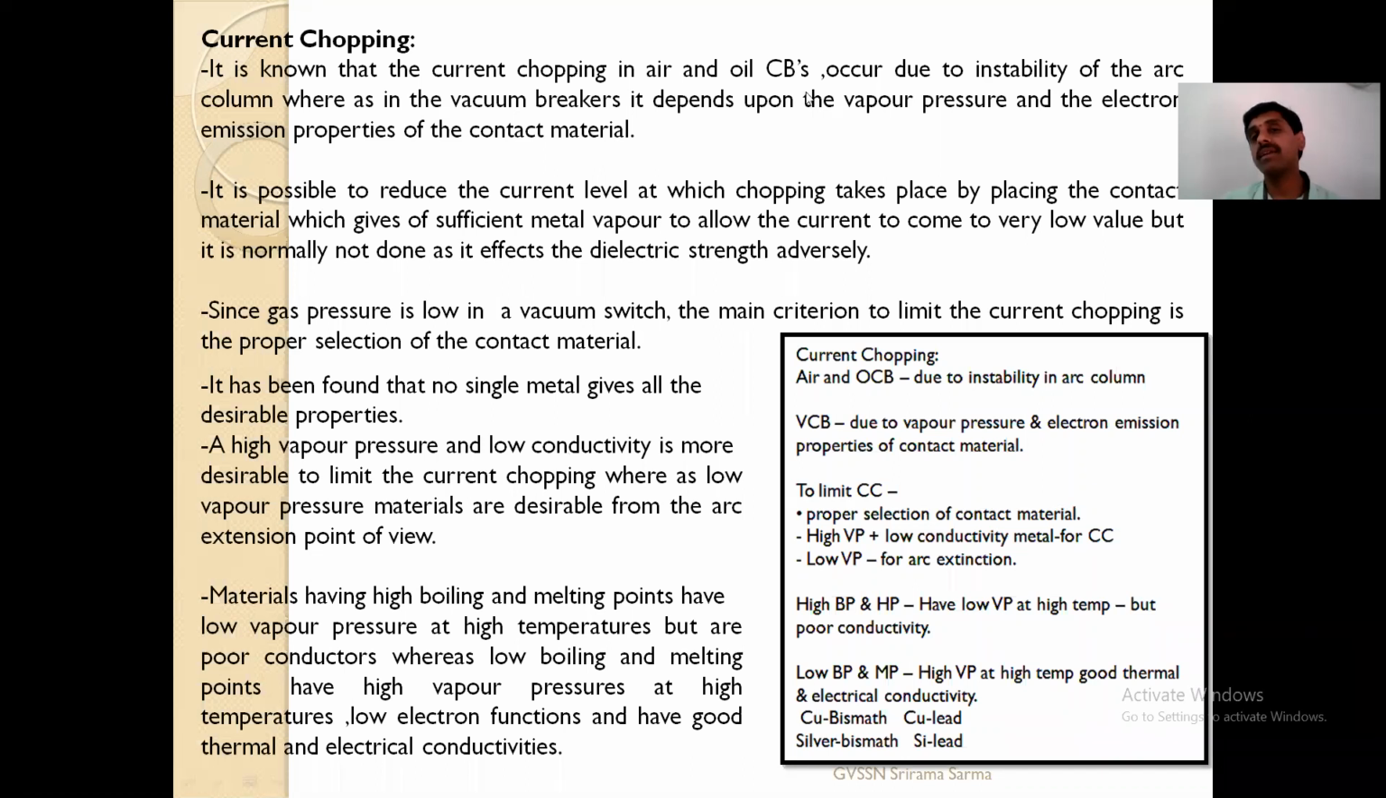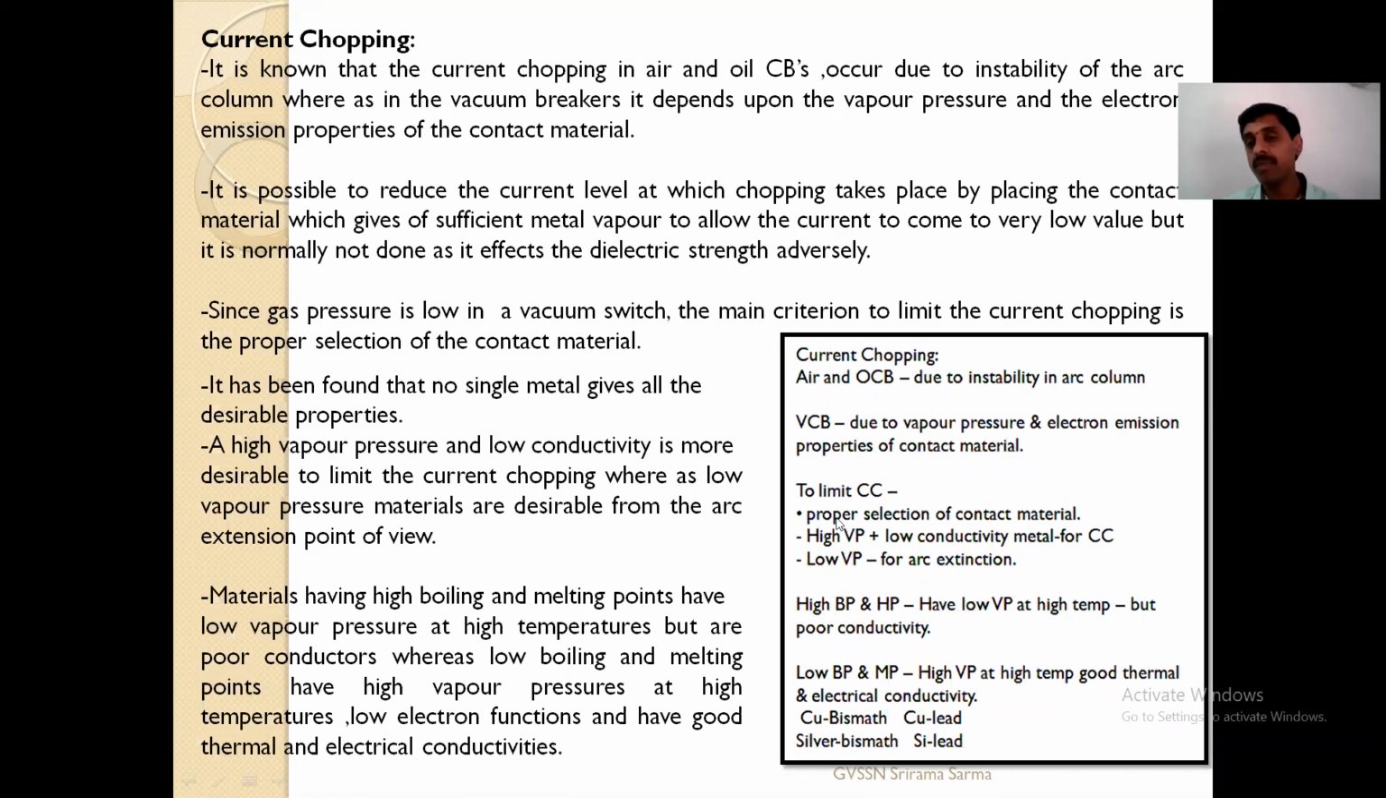Current chopping in air and oil circuit breakers occurs due to instability of the arc column, whereas in vacuum breakers, it depends upon the vapor pressure and electron emission properties of the contact material. It is possible to reduce the current level at which chopping takes place by using contact material which gives sufficient metal vapor. We want sufficient metal vapor which stays for at least half cycle to allow the current to come to a very low value, but it is normally not done as it affects the dielectric adversely.